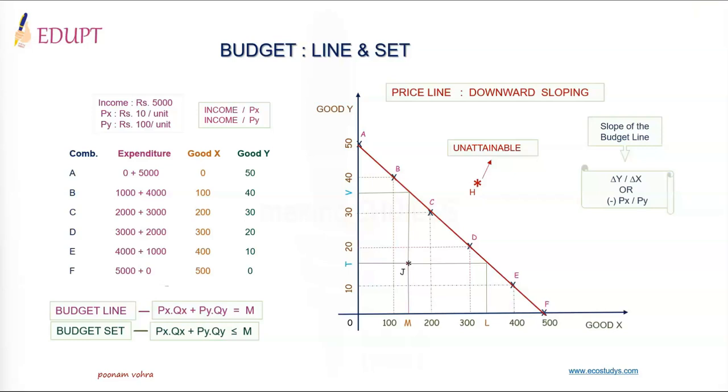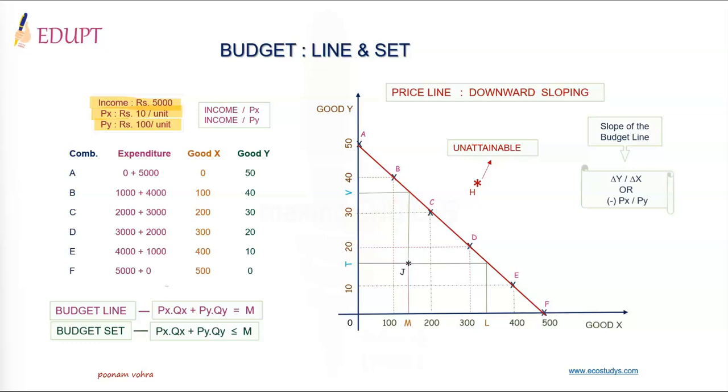Suppose income of the consumer is Rupees 5,000. He needs to buy two goods X and Y, where price of X is rupees 10 per unit, price of Y is rupees 100 per unit. It is further assumed that the consumer spends the entire income on these two goods. By doing so, the consumer is faced with various combinations of the two goods that he can buy.